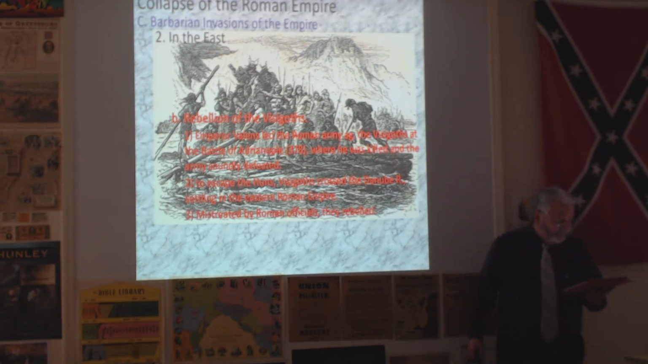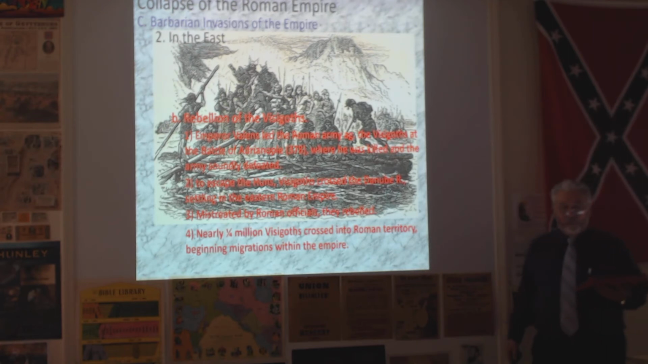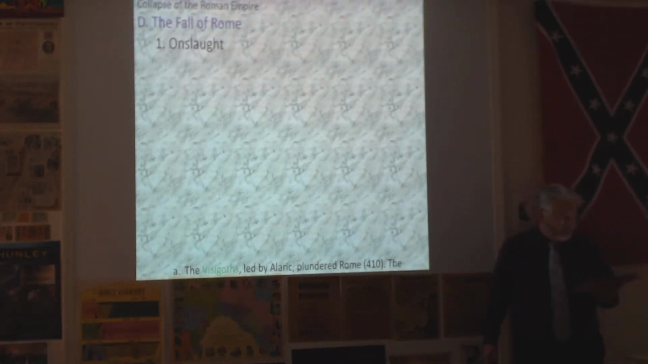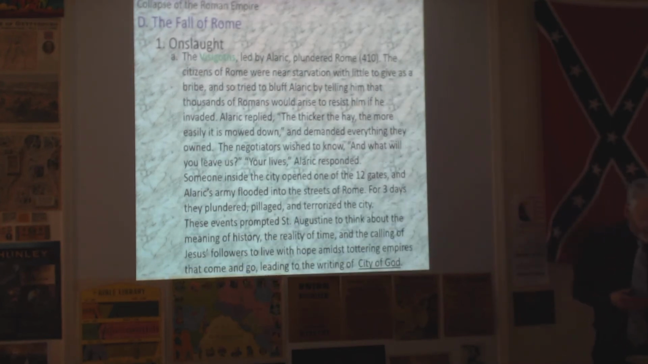But they were mistreated by Roman officials, and so they rebelled. Nearly 250,000 Visigoths crossed into Roman territory, beginning migrations within the empire. And we saw before how the Visigoths spread. The Visigoths then, led by Alaric, moved southwestward into the Italian peninsula and plundered the city of Rome in 410.